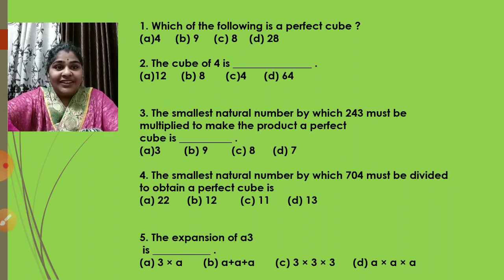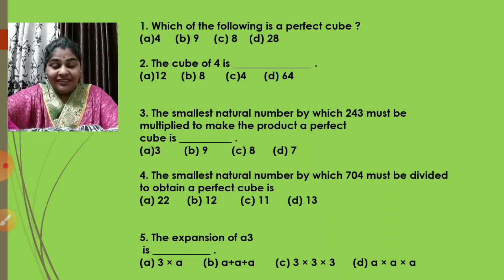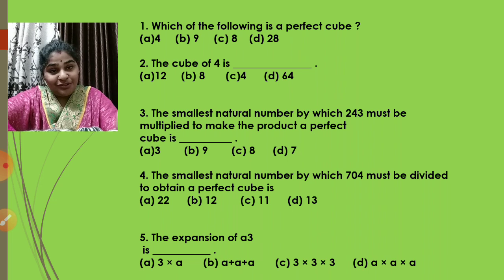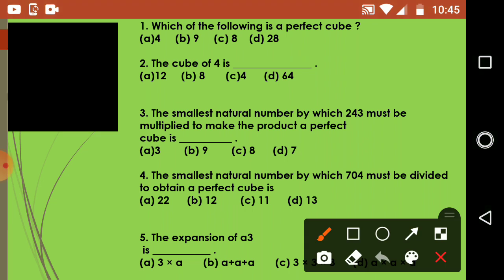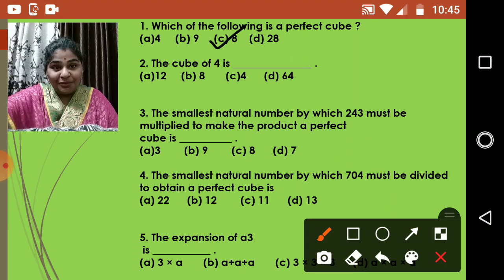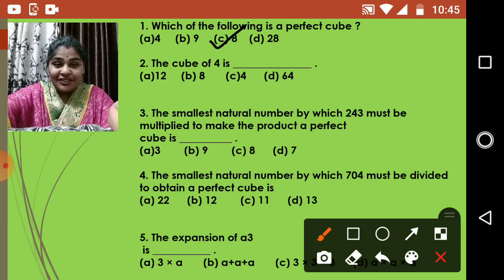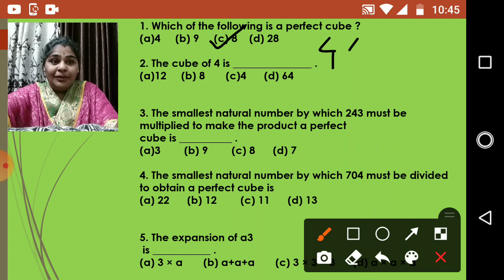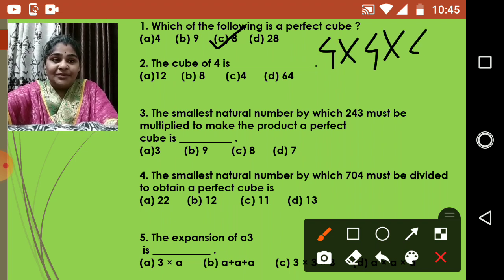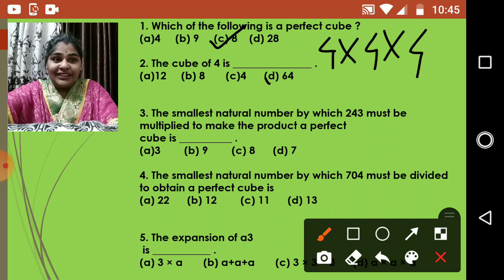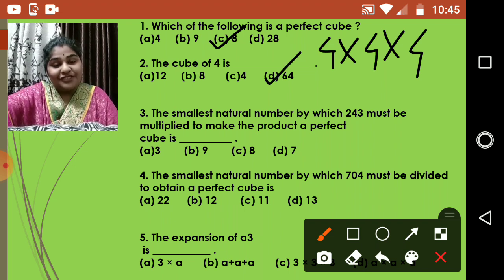Which of the following is a perfect cube? Now here if you see, 4, we know it is the square of 2. 9 is the square of 3. 8 is 2 into 2 into 2, that is 2 2s are 4, 4 2s are 8. Yes, we can say 8 is the perfect cube of 2, right? Next, the cube of 4 is, so 4 cube means what, children? Multiplying the number by itself 3 times, right? So 4 into 4 into 4, I will get 64, that is option number D.